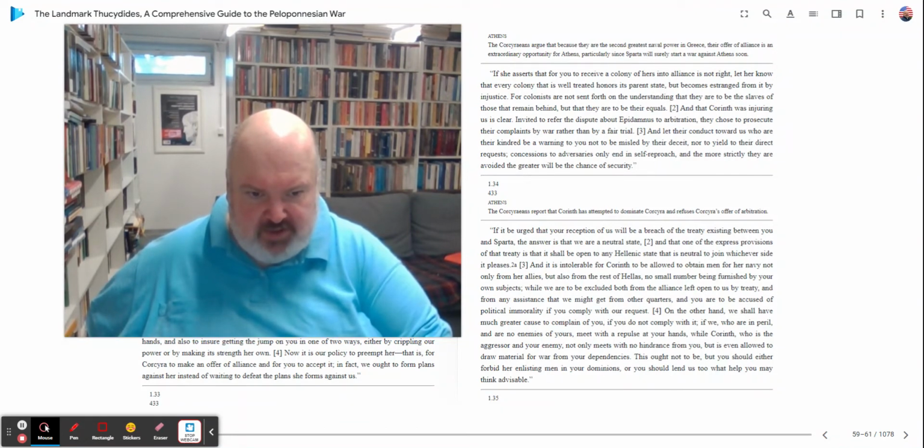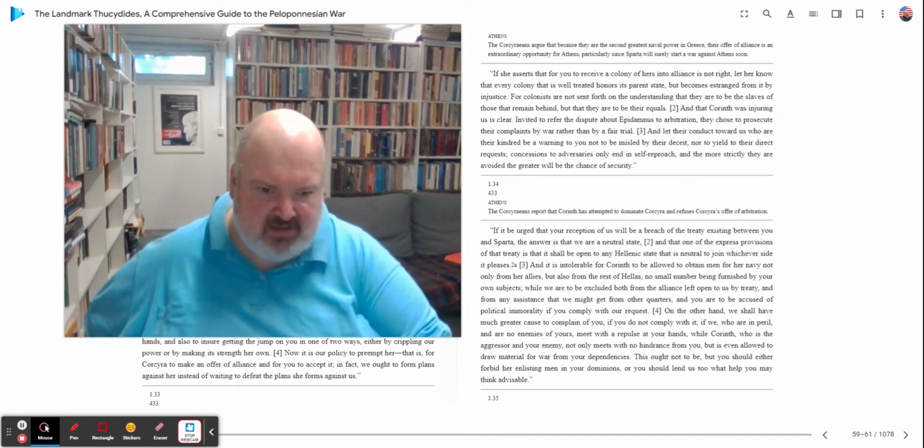And it is intolerable for Corinth to be allowed to obtain men for her navy, not only from her allies, but from the rest of Hellenes, no small number being furnished by your subjects, while we are excluded both from the alliance left open to us by treaty and from the assistance that we might get from other quarters. And you are to be accused of political immorality if you comply with our request?